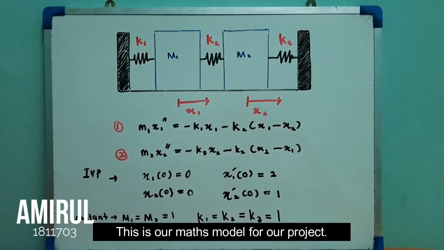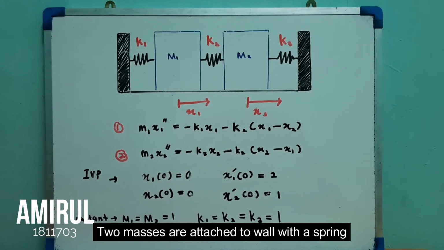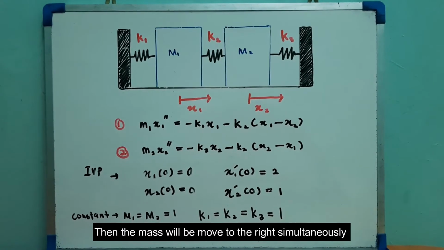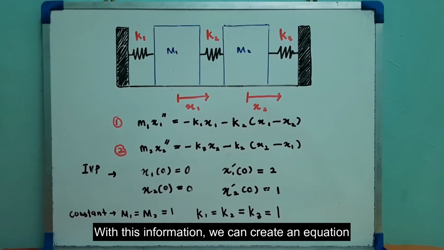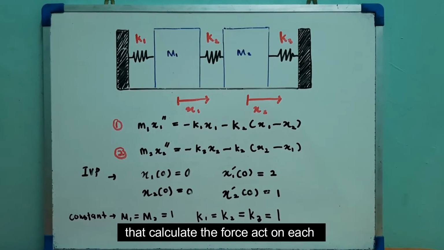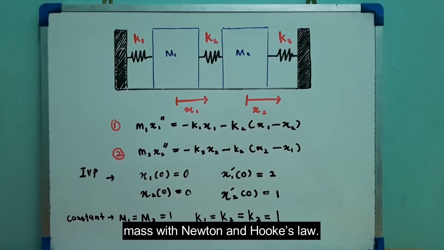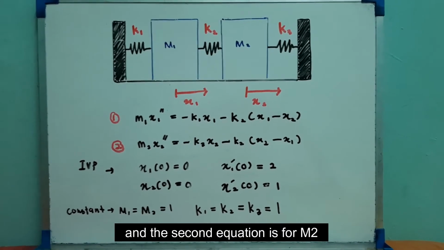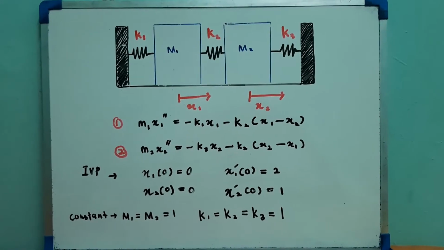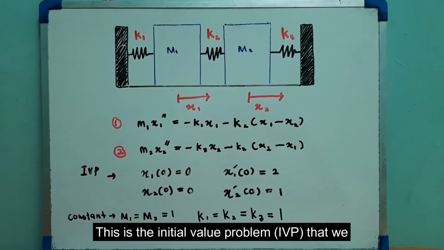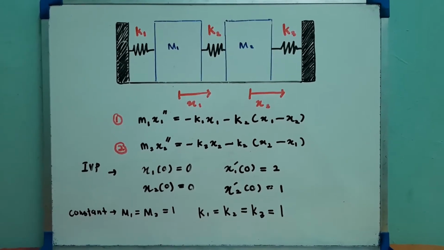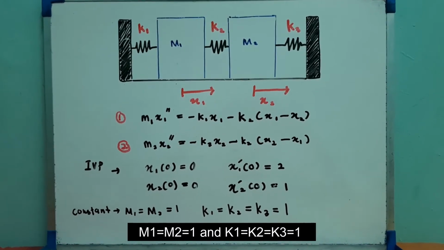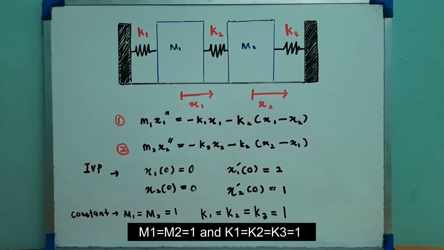This is our mathematical model for our project. Two masses are attached to the wall with a spring, and between these masses is a spring that connects them both. Then the masses will be moved to the right simultaneously. With this information, we can create an equation that calculates the force that acts on each mass with Newton and Hooke's law. The first equation is for M1, and the second equation is for M2. And this is the initial value problem, IVP, that we will use to solve the problem. The constants that we will use for easy calculation: M1 and M2 are equal to 1, and K1, K2 and K3 are also equal to 1.